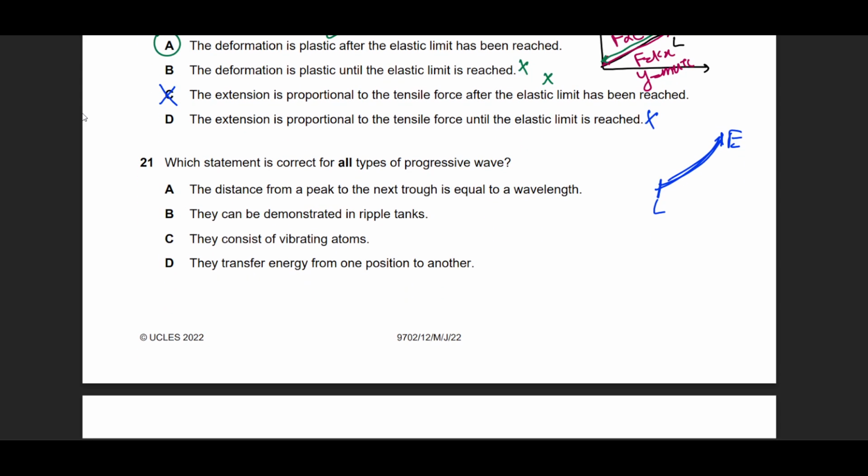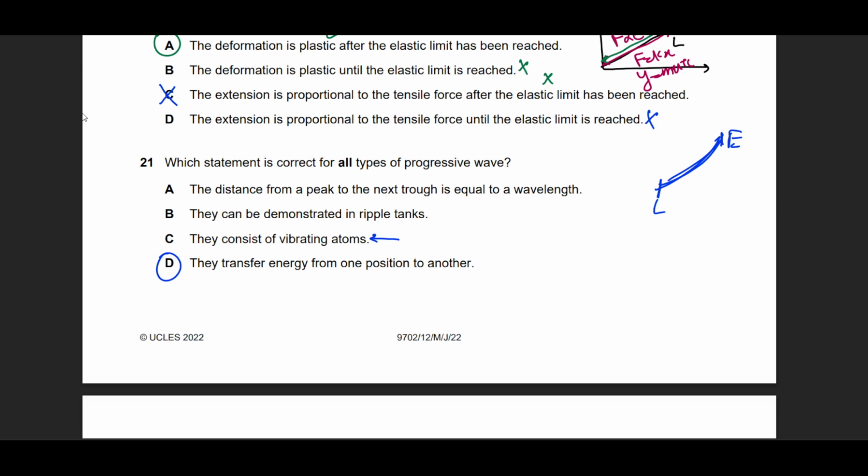Question 21. Which statement is correct for all types of progressive waves? Progressive waves always transfer energy from one point to another. They consist of vibrating atoms. It's for both of them. It's for all of them. They can be diffracted. Yes, they can be. The distance from peak to peak is equal to the wavelength. Yes, they all have that.